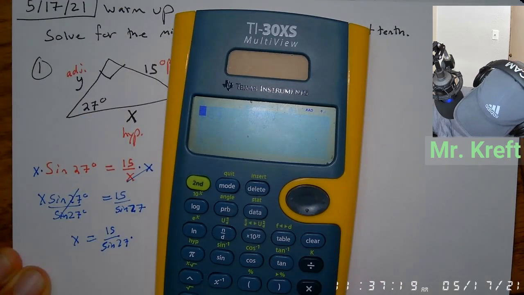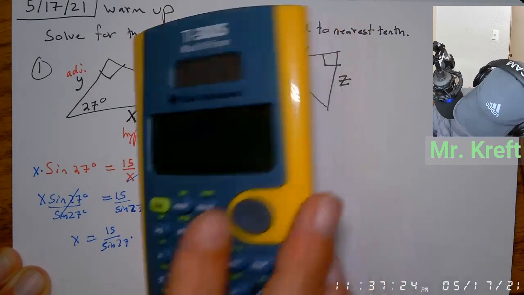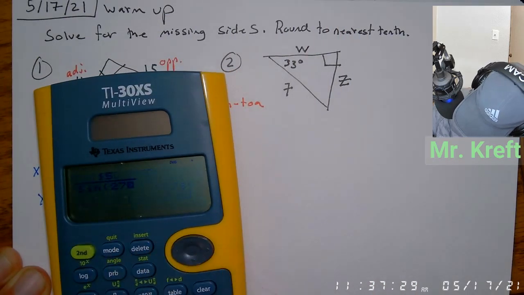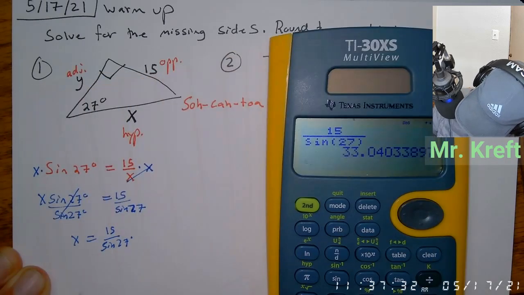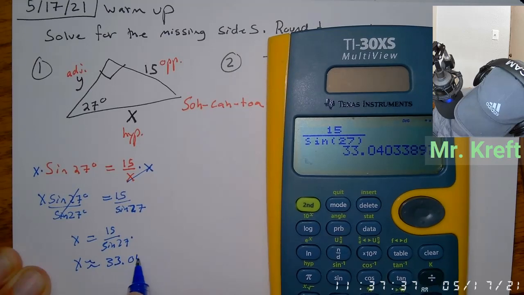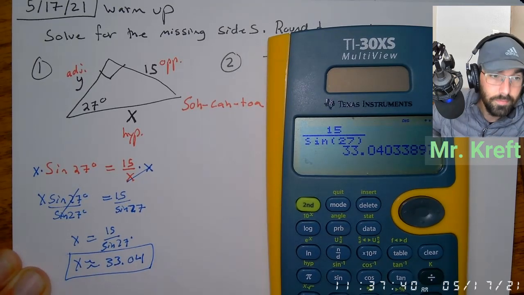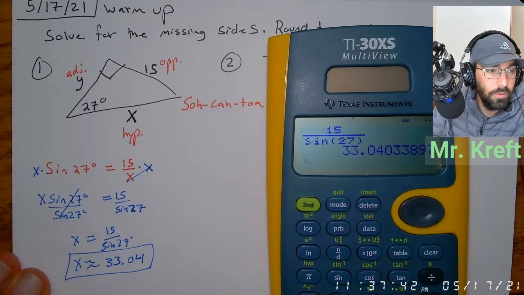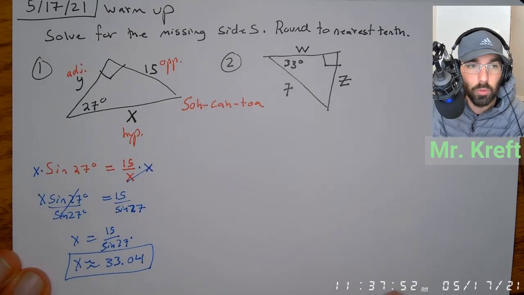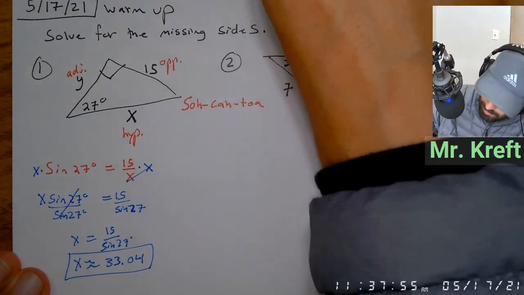I'm going to type this into my calculator. So I get 15 over sine of 27. You know what I just realized? I'm in radians, so I'm going to change back to degrees. And then I get x is approximately 33.04. If you guys have questions, please let me know. I'm going to be going through these relatively quickly because you guys had some time to work on it. So if you see something where you made a mistake or you have a question, just go ahead and ask.